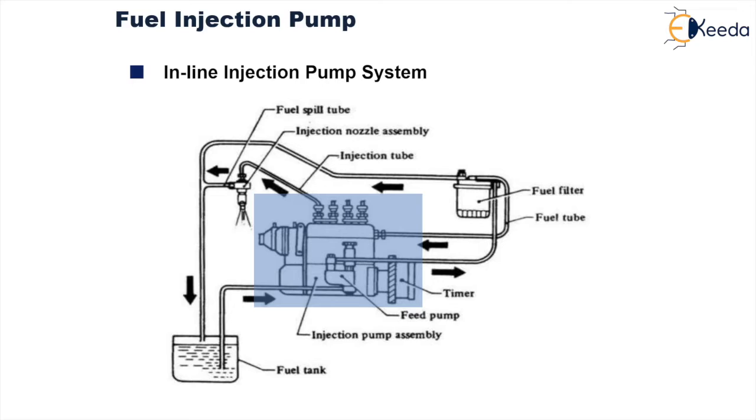So this timer helps to identify the degrees of crankshaft rotation and thereby drive the fuel pump at the required time to supply the fuel to the injection nozzle. Again, you can see that the nozzle has a fuel spill tube, which is the return line, which will supply the excessive fuel back to the fuel tank.